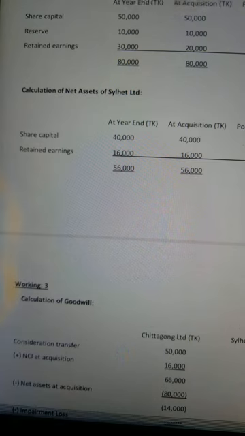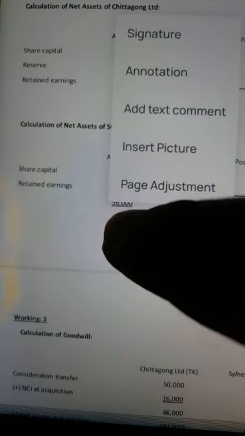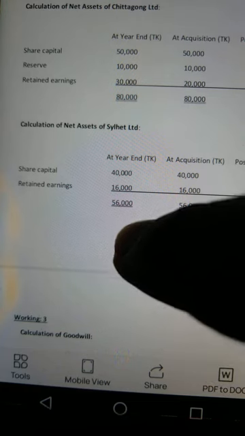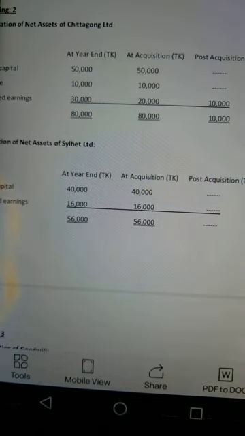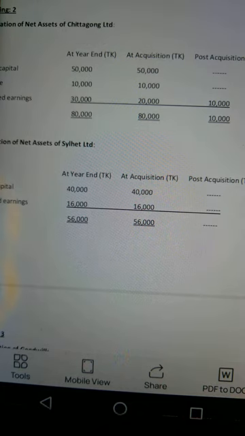50,000 for Chittagong Limited at the acquisition. So here at acquisition we don't have any kinds of adjusting entries. So we have to write directly 50,000 at year end, and at acquisition it's going to be 50,000. Always remember that when we have these two things, at year end and at acquisition, the result of these things will be written in the post acquisition.